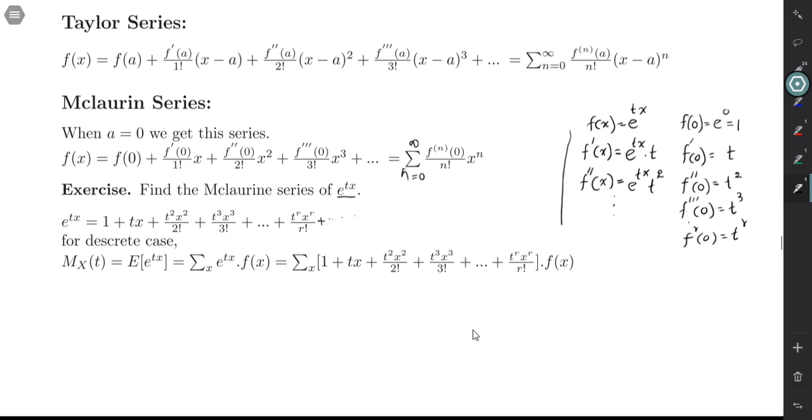Now let's use this information in our M_X(t). M_X(t) is the expectation of e to the tX. When X is discrete, you can write that as the sum of e to the tx times p(x). Now we know e to the tx is this Maclaurin series. We'll use up to the rth term times p(x).